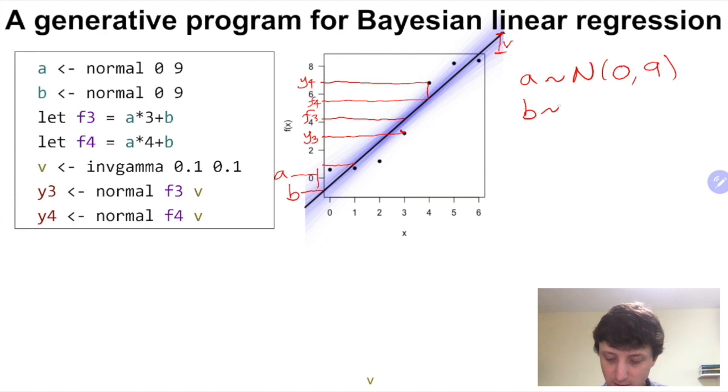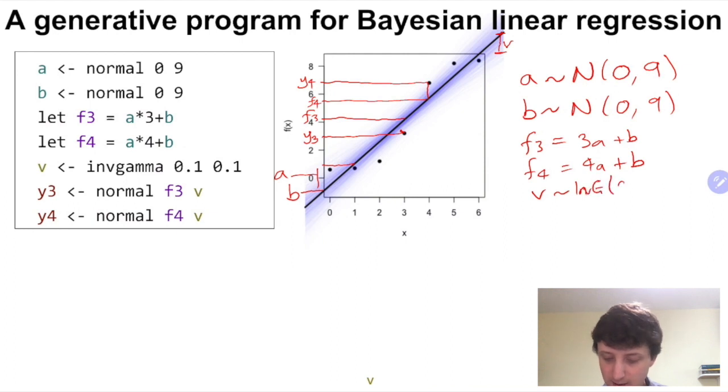B I also don't know. Let's say F3 and F4 are, well, F3 is 3A plus B, and F4 is 4A plus B. And then the variance, let's say, is inverse gamma distributed, with some parameters like this.